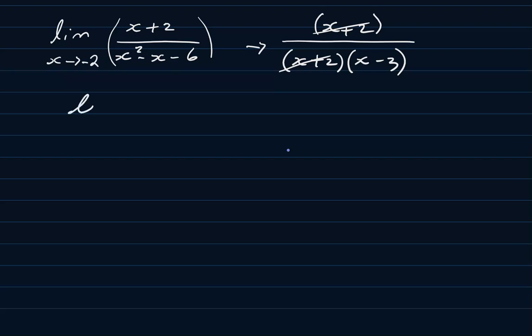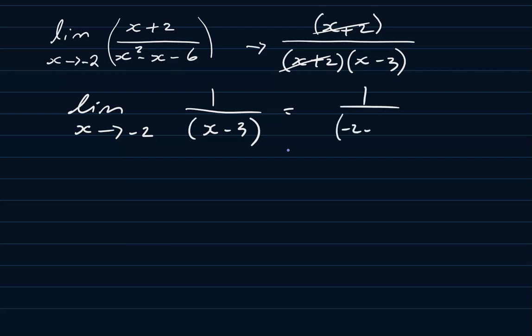So now we're looking at the limit as x approaches minus 2 of 1 over x minus 3, and here we just substitute negative 2 for x. We get negative 2 minus 3, which is equal to negative 5, so the answer will be negative 1 over 5. So that is the answer to the question for the limit.